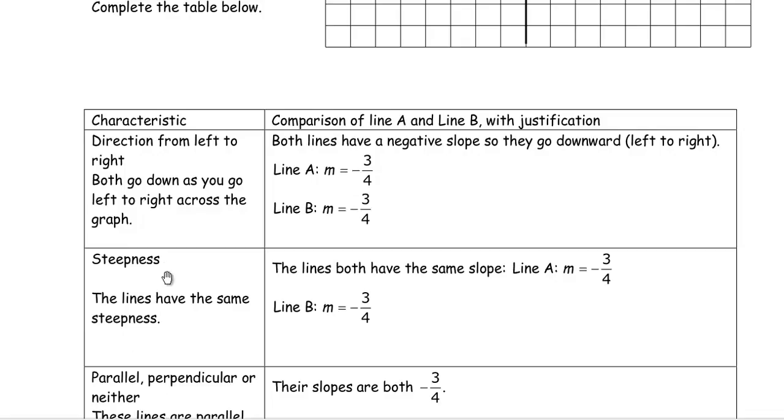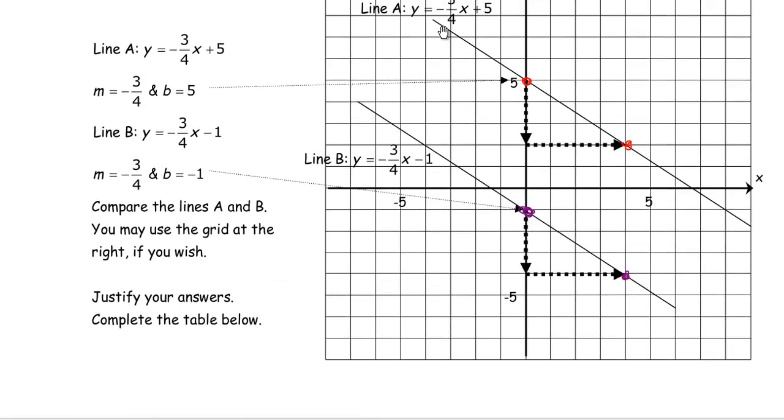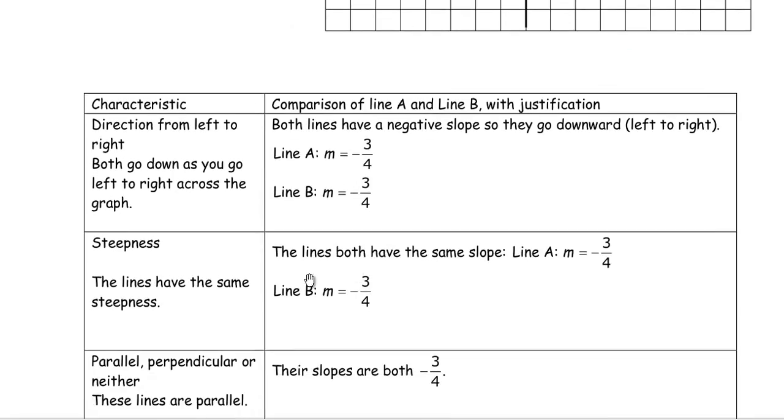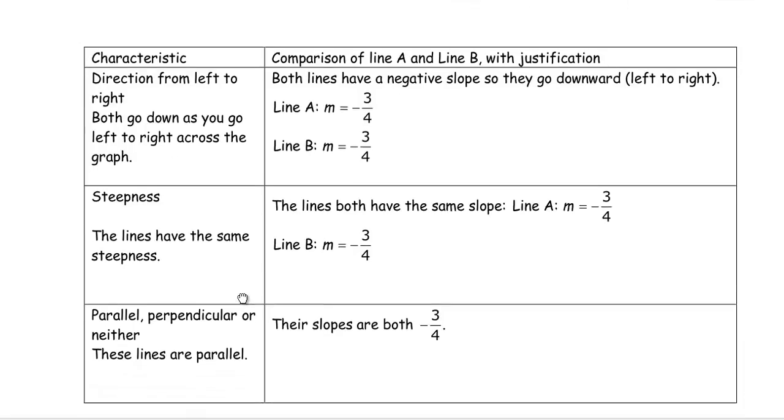The steepness. The two lines have the same steepness. If you look at the graph, they certainly look parallel. The fact that they both have a slope of negative 3/4 means they have to be exactly parallel. So the lines both have the same slope. Line A's slope is negative 3/4 and line B's is negative 3/4. So that's why they have the same steepness. Neither one is steeper than the other.